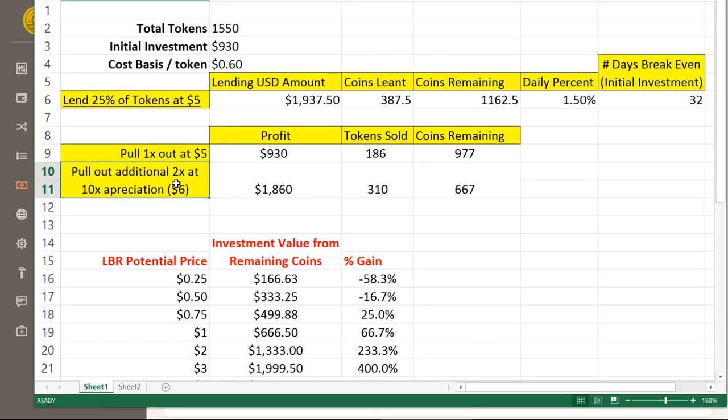I also want to pull out some extra funds that'll allow me to get into one or two more ICOs for free, right? For free being I appreciated my initial amount. I pulled it back. I made myself whole. Now I've got some extra war chest to play with some more ICOs.